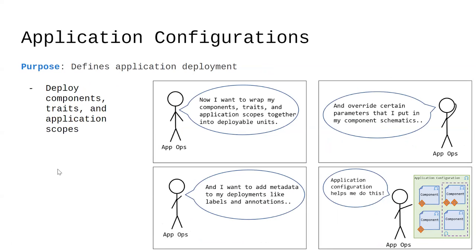them. It's totally reusable. So if you end up creating an application configuration, your components go live, the traits are applied and they're living inside the scopes, and you can use this application configuration as essentially a template to stamp this out as many times as you want or make modifications as need be.